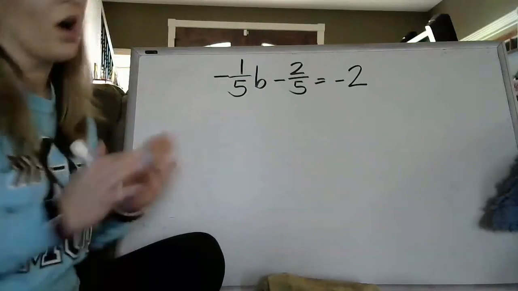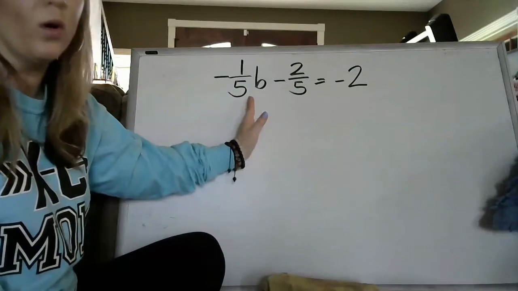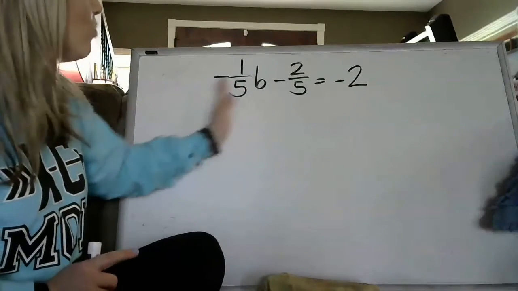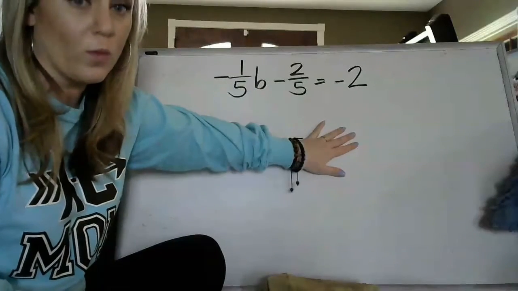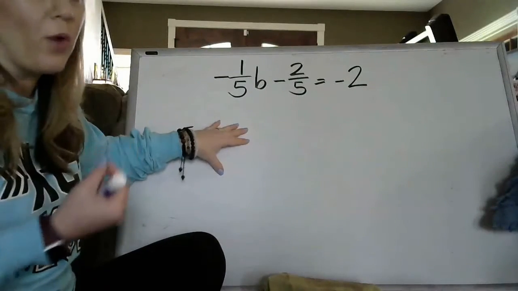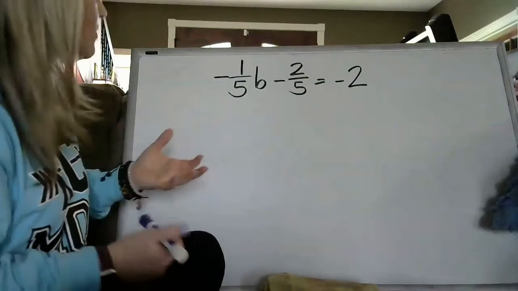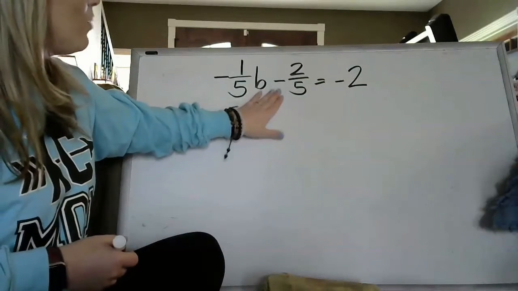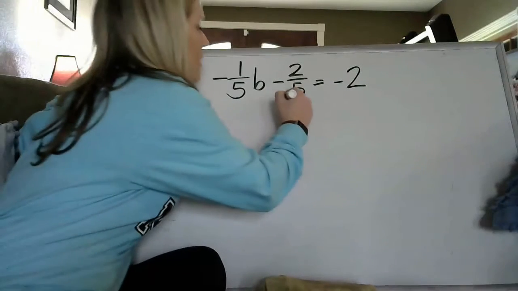All right, so our goal is to get b by itself. We want to see, what does b equal? What times negative 1/5 minus 2/5 will give me negative 2? That's what we're looking at, okay? So sometimes if you break it down and say, okay, what am I going for? What am I looking for? It makes it a little bit easier to solve. All right, so I want to get rid of the negative 2/5, minus 2/5. So I have to add 2/5, right?